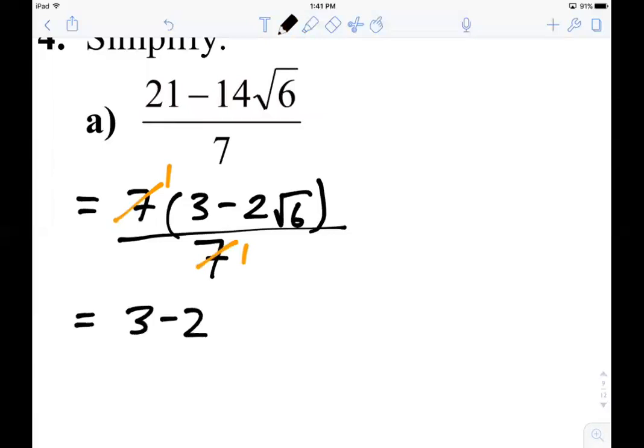So I really just have 3 minus 2 root 6. That's the simplest way I can write that. And notice I don't have to write any restrictions for this because the denominator can't ever be 0. The original denominator was just a 7, and it can never become a 0. It's always just going to be 7, even when it's reduced away.